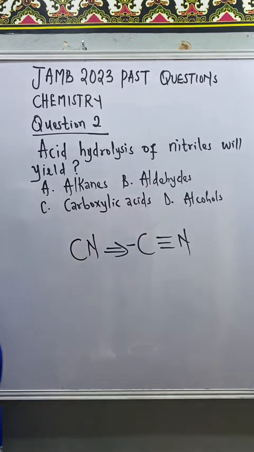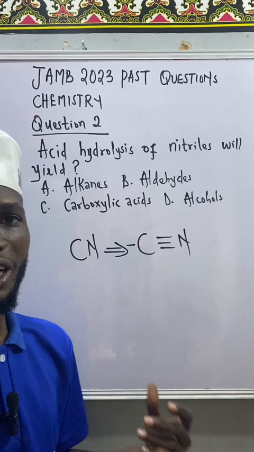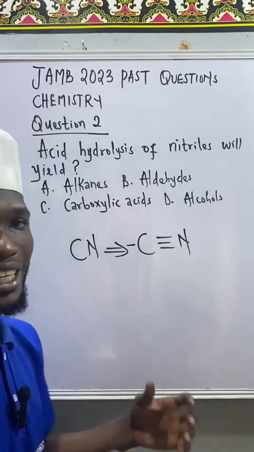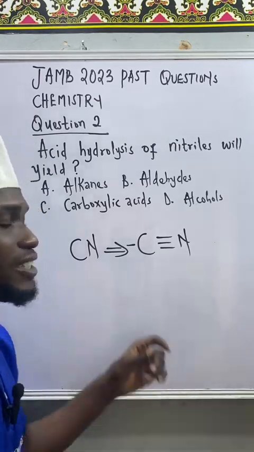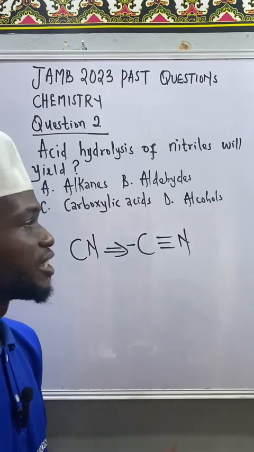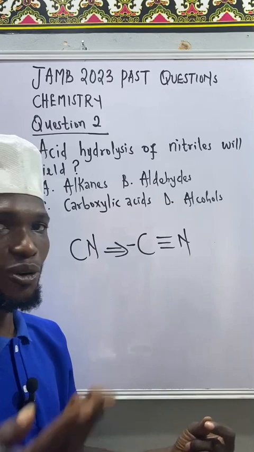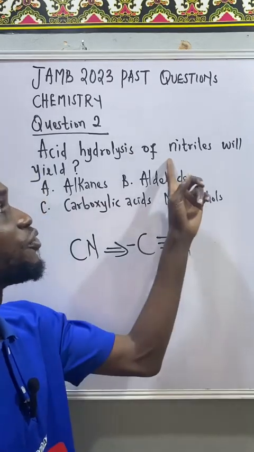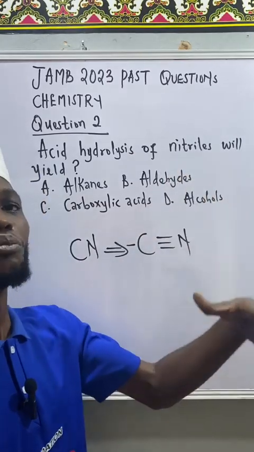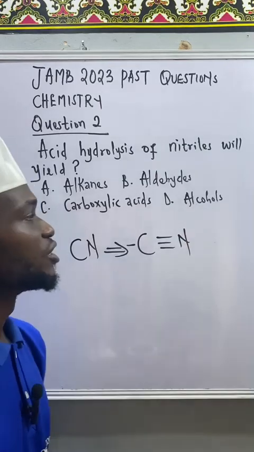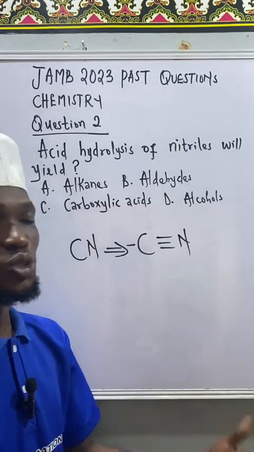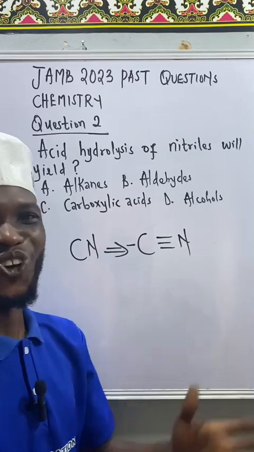Now, we can have two kinds of cyanide. We can have the inorganic cyanide and we can have the organic cyanide. The inorganic cyanide behaves like an ion. So when inorganic cyanide combines with elements, they don't form nitriles, they form inorganic compounds. Like if you have sodium cyanide, that's not organic.